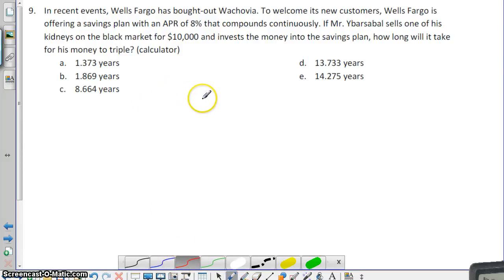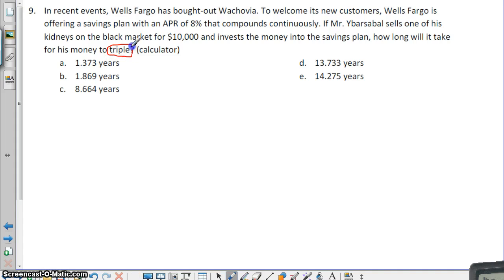Okay, so in recent events, Wells Fargo has bought out Wachovia. True story. To welcome its new customers, Wells Fargo is offering a savings plan with an APR of 8% that compounds continuously. Not so true. If Mr. Barstool sells one of his kidneys on the black market for $10,000 and invests the money into a savings plan, how long will it take for his money to triple?